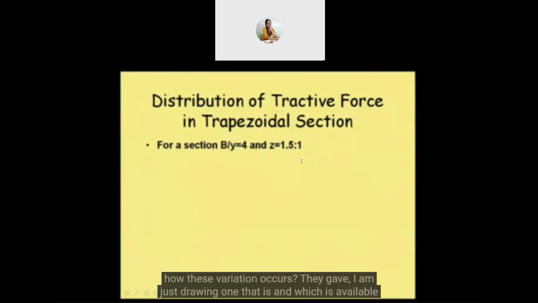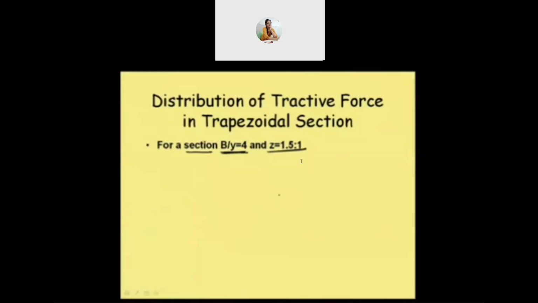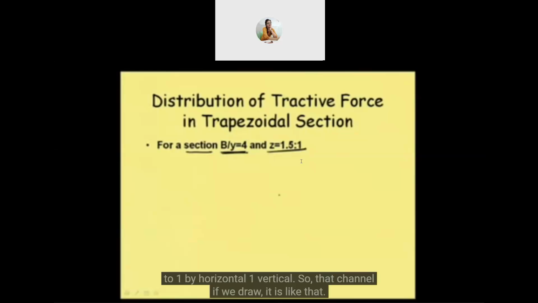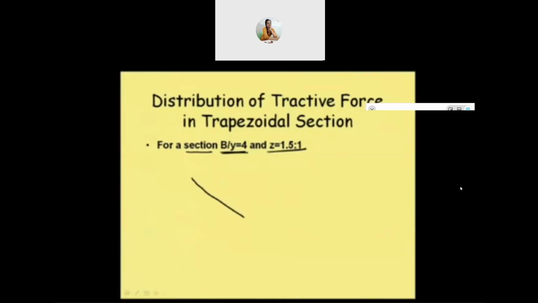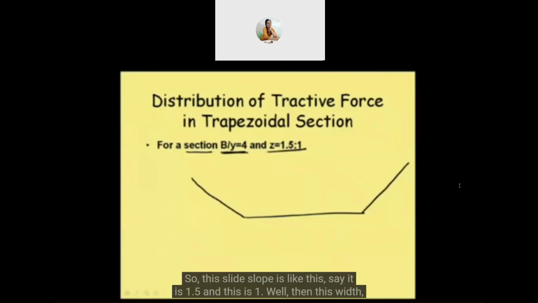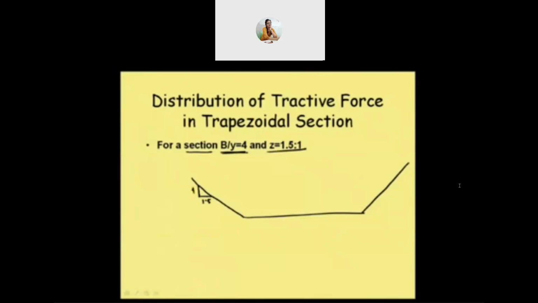If I am just drawing one, which is available in different books also, that is for a section with B by Y ratio 4 and Z equal to 1.5:1, 1.5 horizontal to 1 vertical. So that channel, if we draw, it is like that. So this side slope is like this. So it is 1.5 and this is 1.